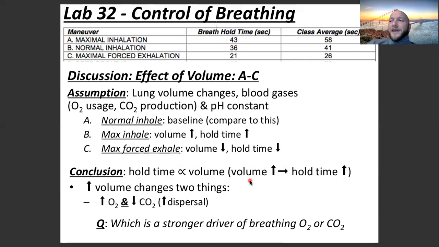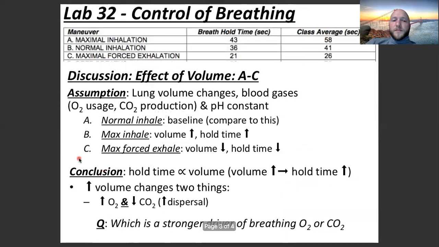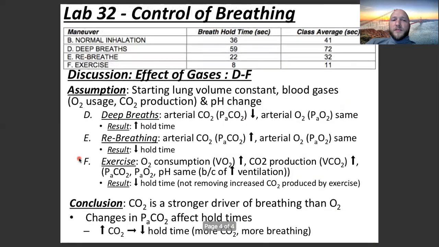Here is a practice test question. A, B, C, or D. Under which one of these conditions can the average student hold their breath the longest? Why? All right, let's move on.